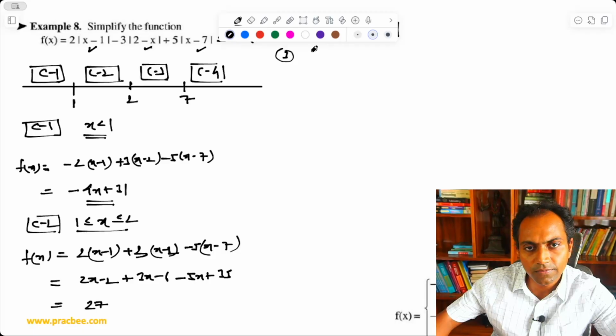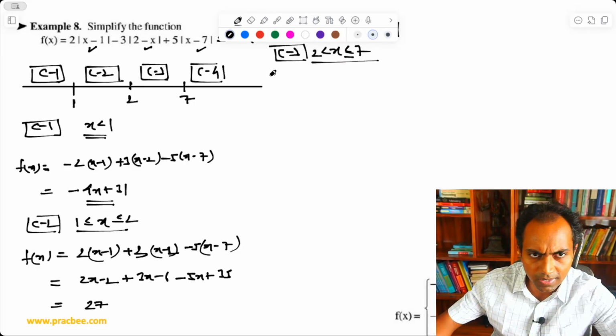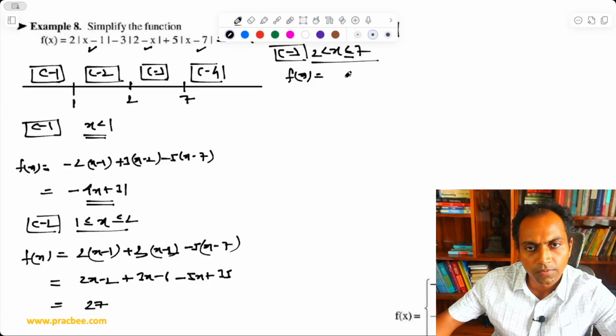In case 3, we are looking into values of x between 2 and 7. If you take values between 2 and 7, you can again put the equal to sign at any of the places, it does not matter. So, your function's first modulus will open with a positive sign, the second also opens with a positive sign, okay? But the third one will open with a negative sign.